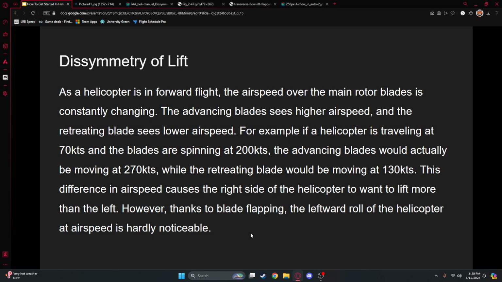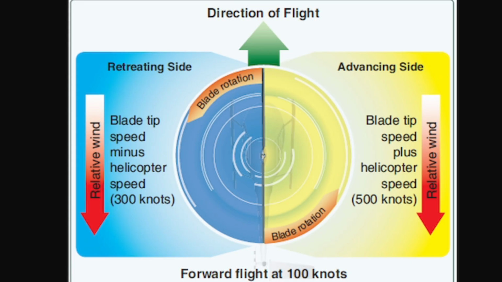So, flapping. The right blade, or the advancing blade over here, is going to want to tilt upward, which it does. They flap, so it's not a rigid system. The helicopter's not going to roll to the left. The right blade is just going to come up some, while the left one goes down. So, here we go. Forward flight at 100 knots.